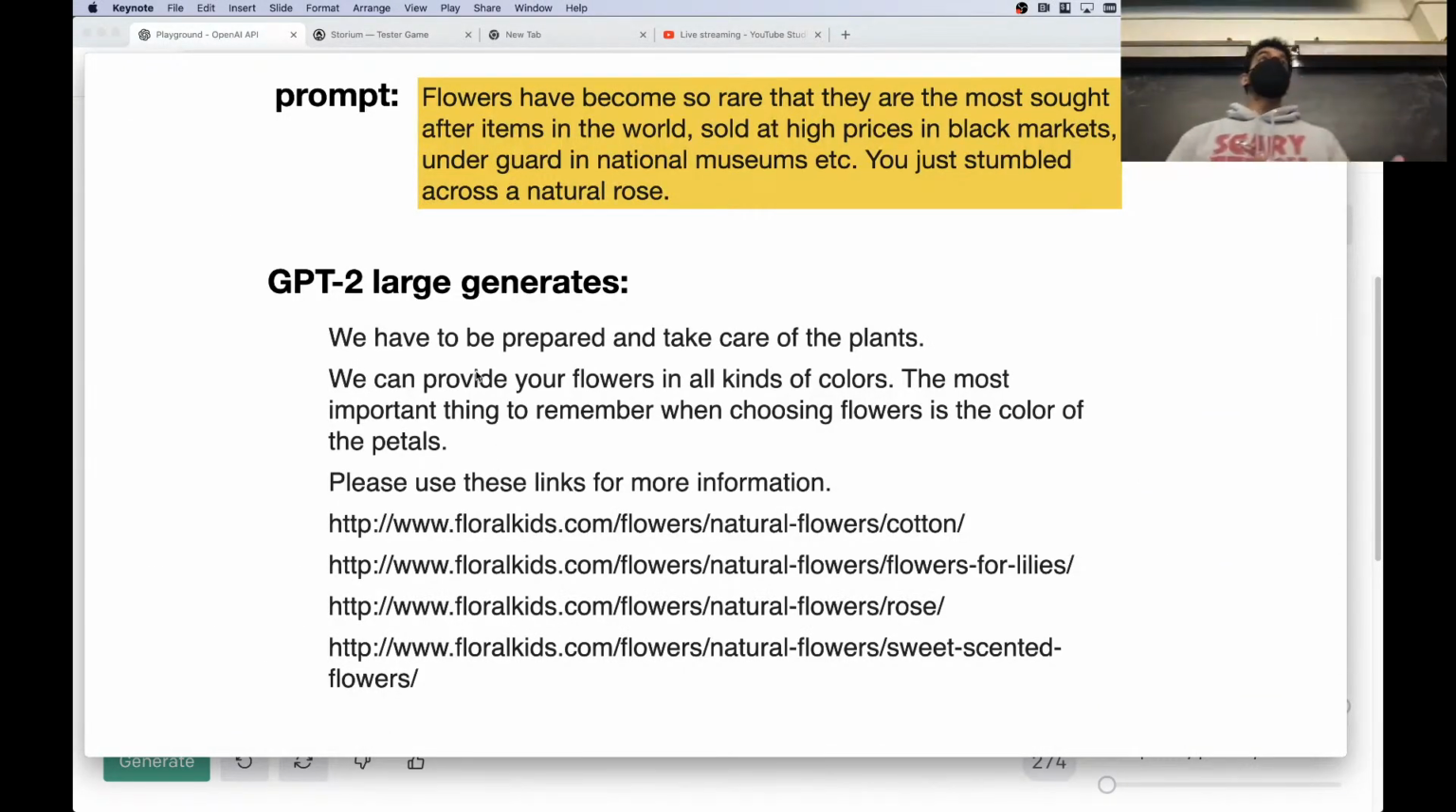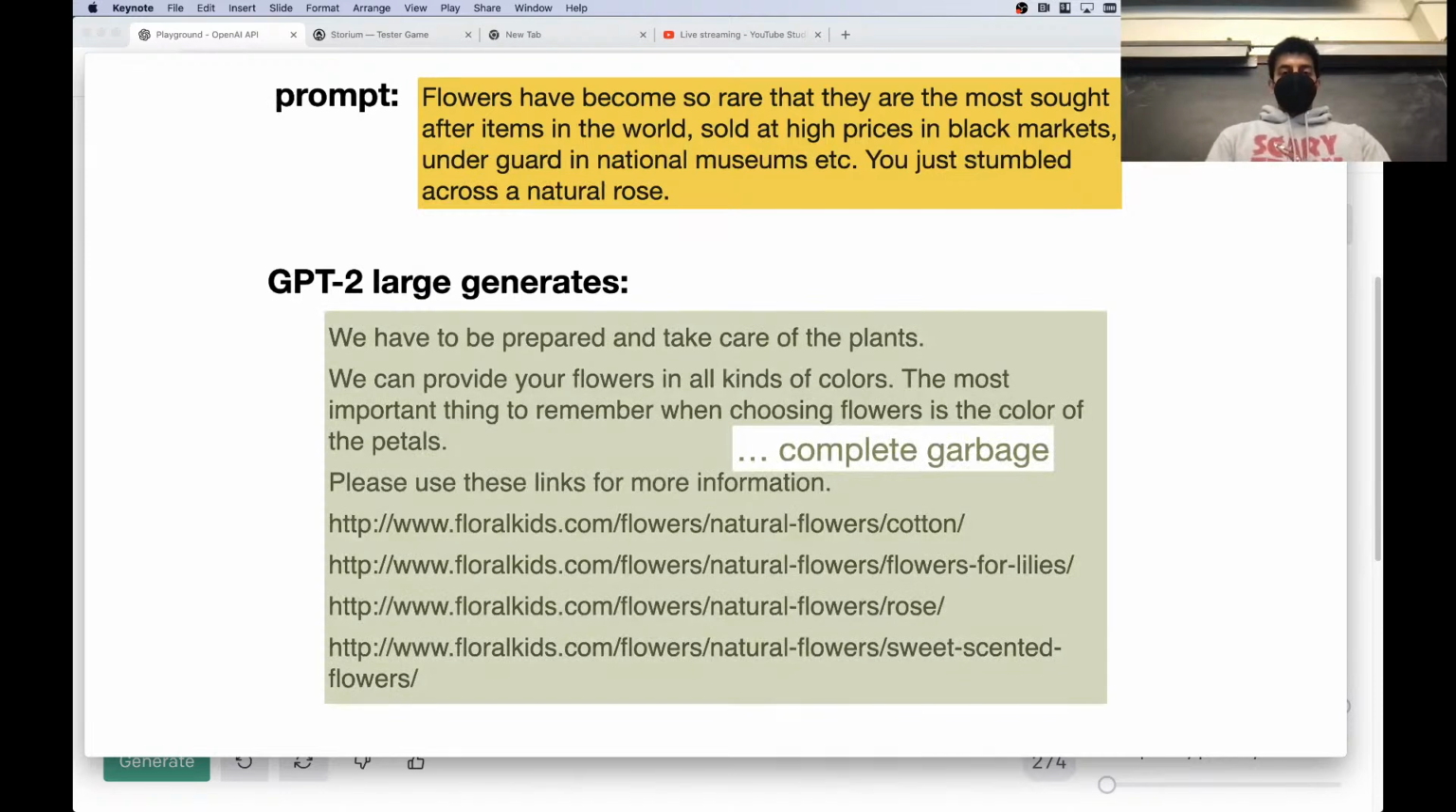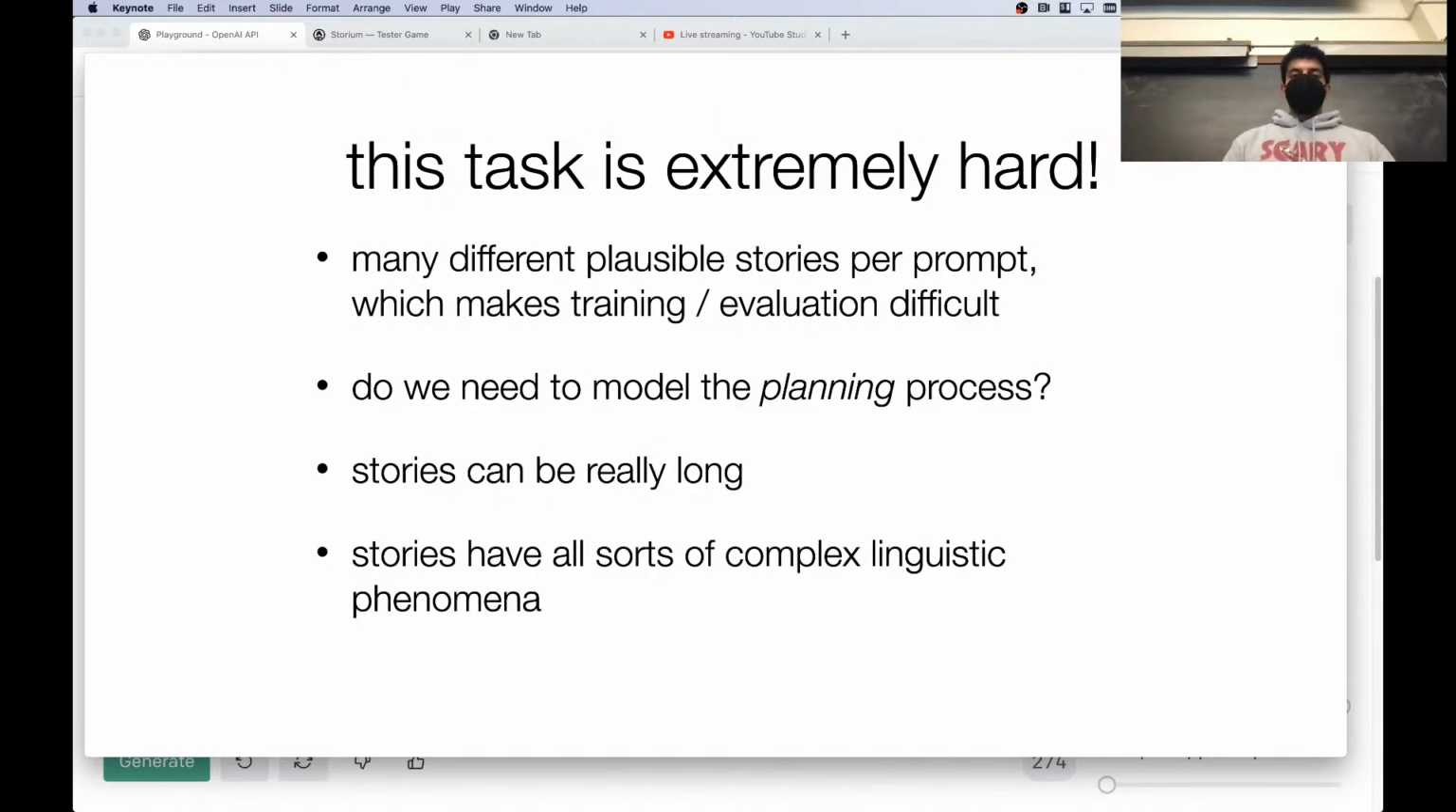Okay, so GPT-3 is clearly better at this than GPT-2. Another indication of the power of scaling these models. But overall, this is a very hard task, right?